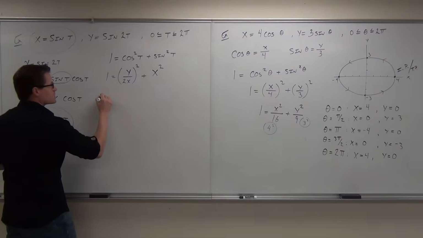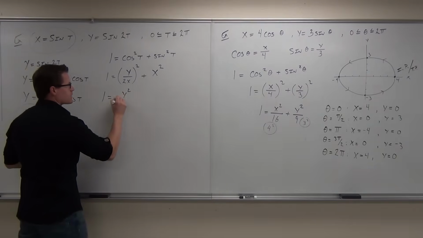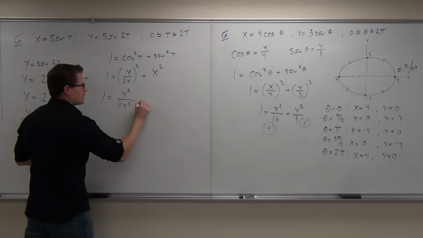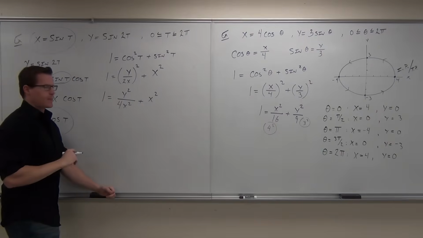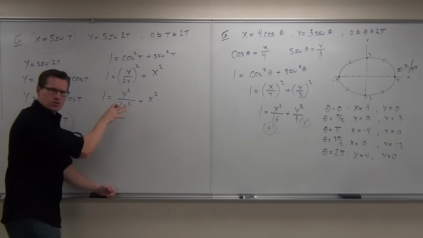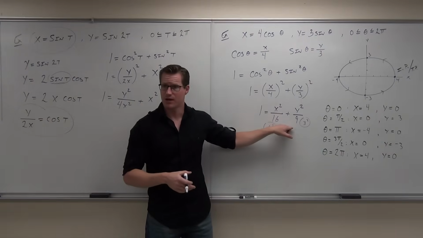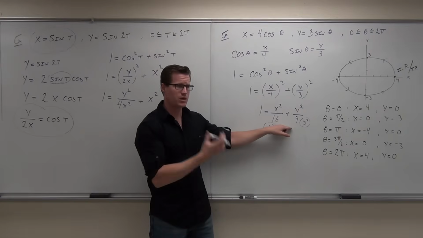Let's start simplifying. So this is 1 equals y squared over 4x squared plus x squared. So far so good? This is nasty. Now, this was cool over here, right? The graph was very easy to see. This was simply an ellipse.